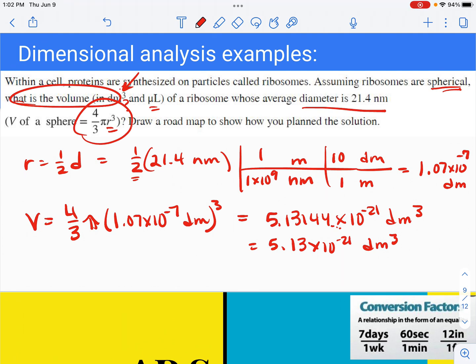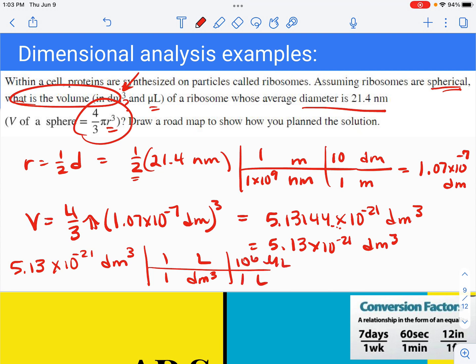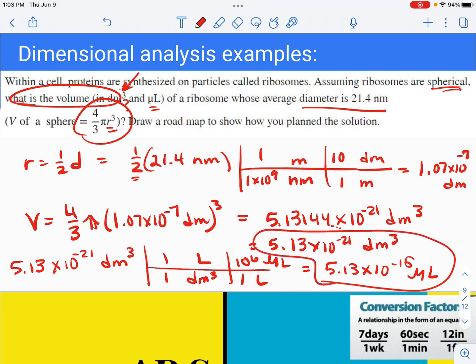And then if I want to convert that to microliters, I'm going to use the equality that gives me from cubic length to liquid volume. So I actually am going to do decimeters cubed to liters because those are 1-to-1 by definition, and that should be in your notes already. And then 1 liter is 10 to the 6th microliters, and that gives me 5.13 times 10 to the -15th microliters. And so there are my 2 answers.